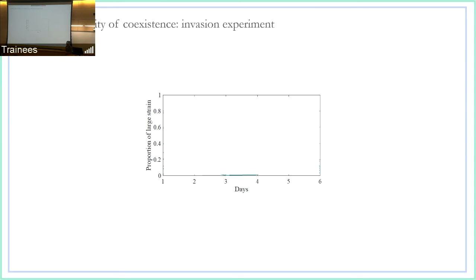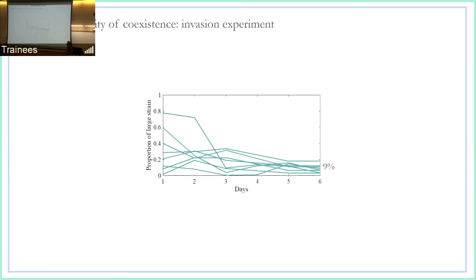To test the stability of the coexistence, we competed the small and large clusters together. I started the competition with different proportions of large and small strains. So if I start with 50% large strain, there is 50% small strain, and I competed them over several days. What we see is that regardless of the starting frequency, we always reach a stable equilibrium that is advantageous for small ones. Here we have about 9% of the large clusters, and the rest is small clusters.